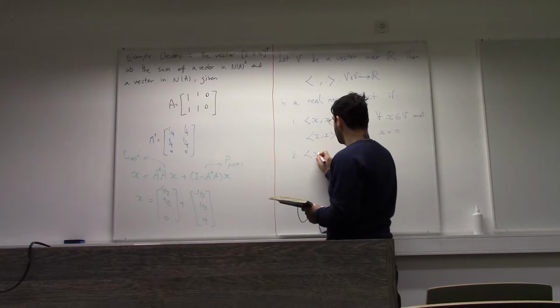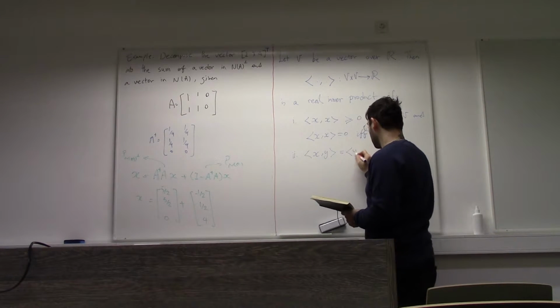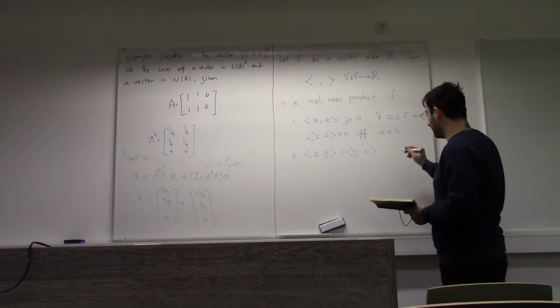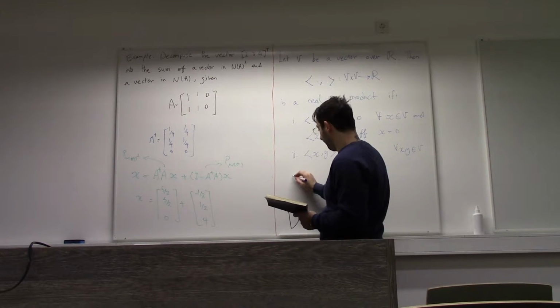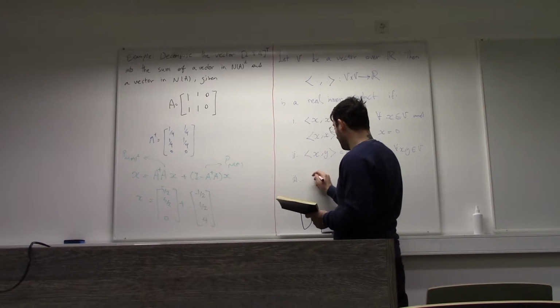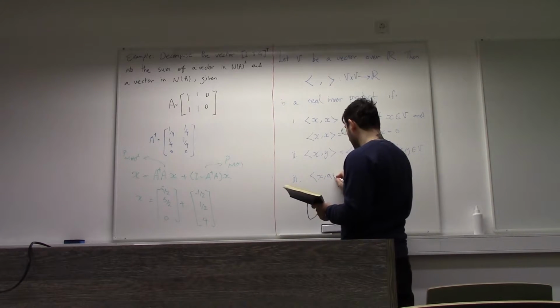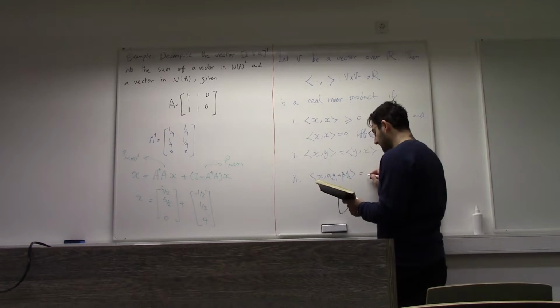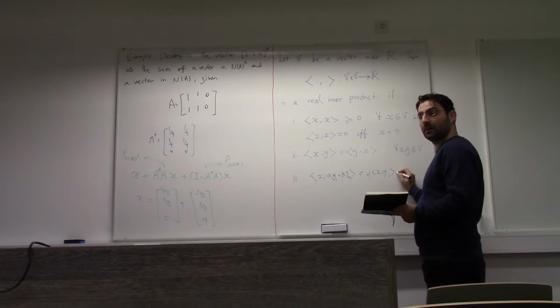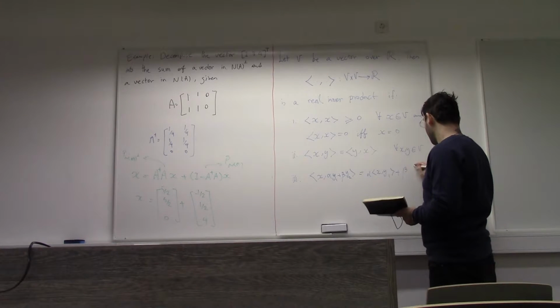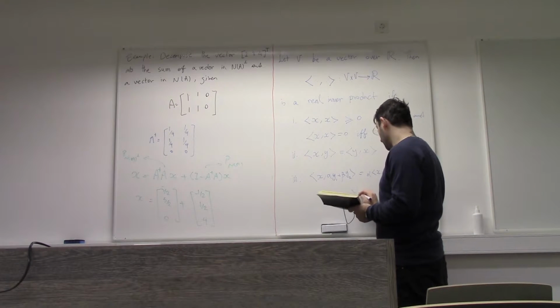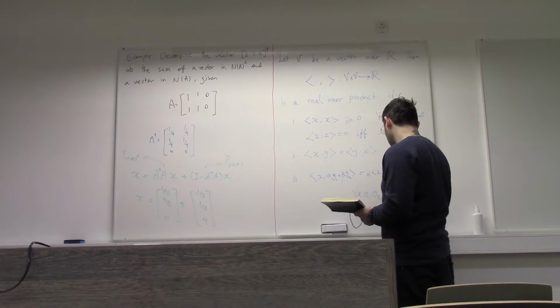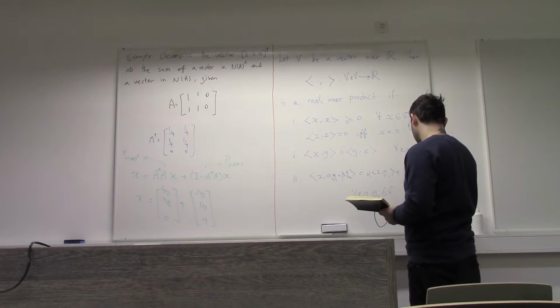Second one is the inner product of x and y is equal to the inner product of y and x for any x and y belonging to V. And then the inner product of x with alpha y1 plus beta y2 is alpha times the inner product of x, y1 plus beta times the inner product of x, y2, for any x, y1, y2 belonging to V, and alpha and beta belonging to R.